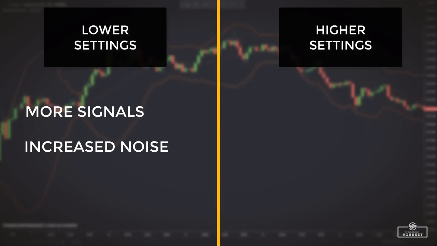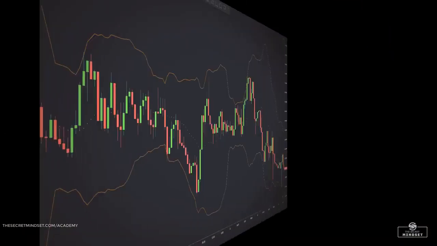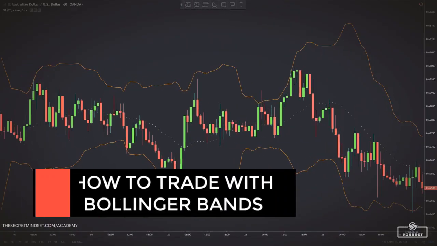On the other hand, a 2.5 standard deviation or even a 3 standard deviation will generate fewer but high probability signals. Now, I prefer to trade with the odds in my favor, so if a standard deviation of 3 will offer me around 99% certainty that the price won't exit the Bollinger Bands, then I will be interested to trade only with these settings. How to trade with Bollinger Bands?